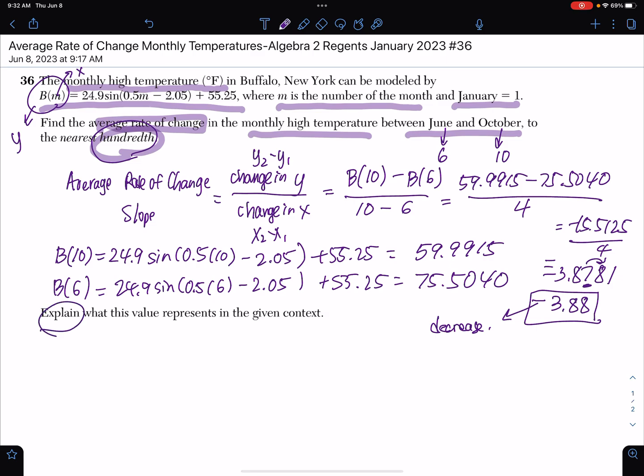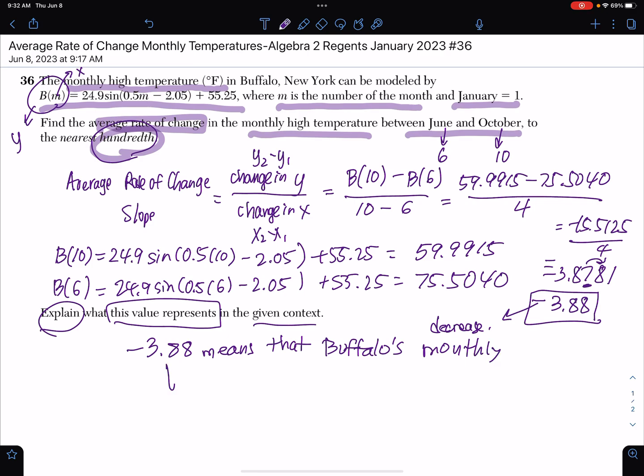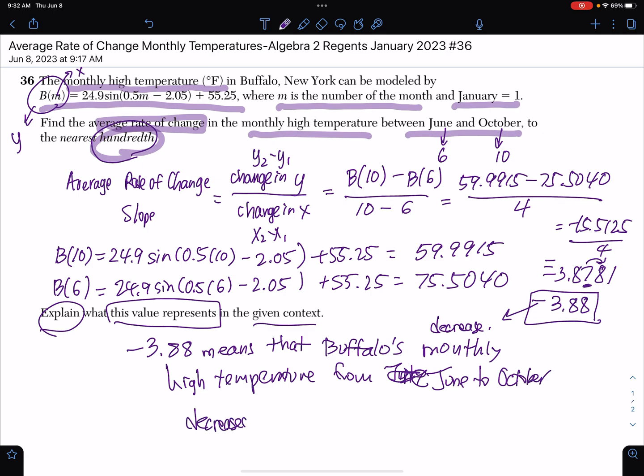Okay, so now it says explain what this value represents in the given context. So negative 3.88 means that Buffalo's monthly high temperature from June to October decreases about 4 degrees Fahrenheit each month on average. And that's it.